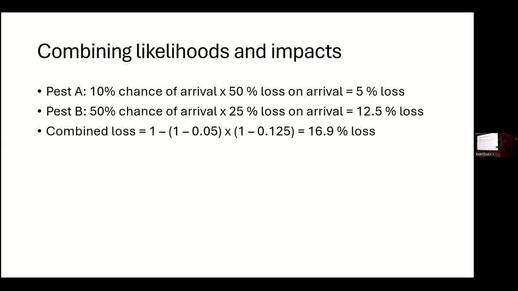The combined loss then is essentially 1 minus the production remaining of each of these multiplied together. And that gives you a combined loss for the two of 16.9%. That's how it works. And then you do this for basically all of the tree species and all of the pests and diseases that could affect each tree species.